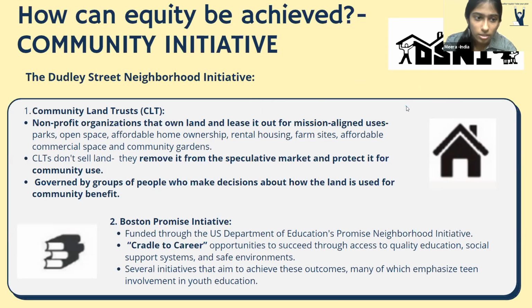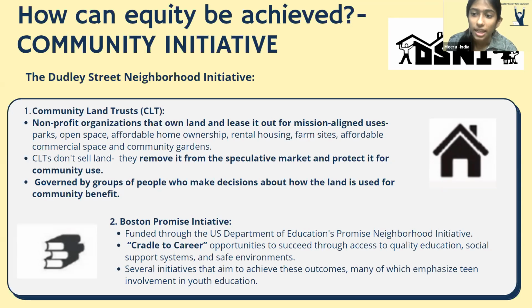The first one is called the Community Land Trust, CLT. Community land trusts are non-profit organizations that own land and lease it out for mission-aligned uses. In the neighborhood, there was a lot of land that was not being used. The residents, instead of putting it on the market, allowing a company to build a factory or something, decided to handle this land themselves and remove it from the speculative market and protect it for community use.